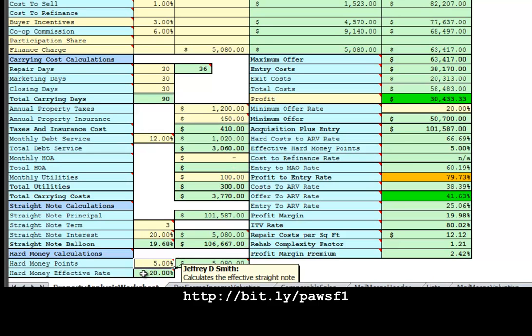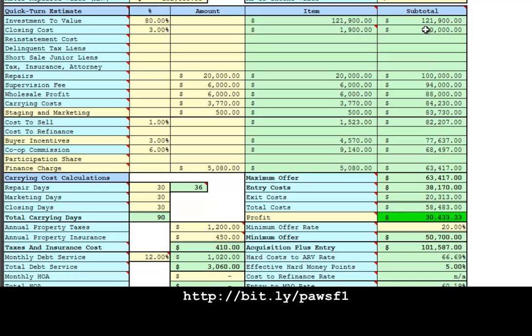That equates to an annualized rate of 20% because we're holding the property for 90 days, which is just 1/4 of a year. Once we subtract all of these costs from our investment to value, we arrive at the maximum allowable offer. If you pay more than this to buy this property, the difference will come out of your profit margin or out of your pocket.